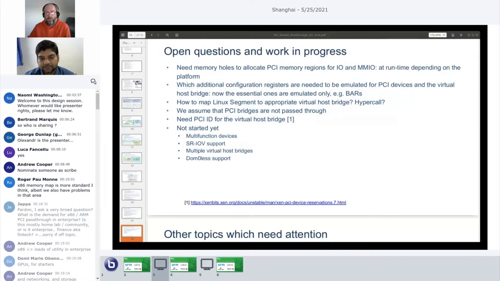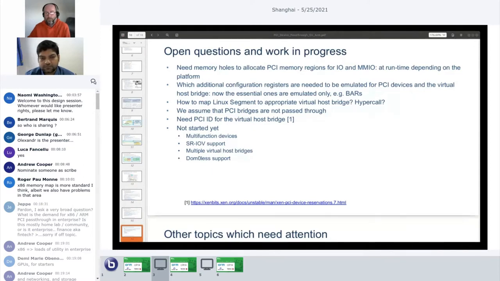So in case we emulate multiple virtual host bridges, we need a way to match the PCI segment seen by the guest operating system to the number which is assigned or expected by Xen. So we have to align this SBDF as part of that address, so Xen and the guest operating system are talking about the same thing in the system.